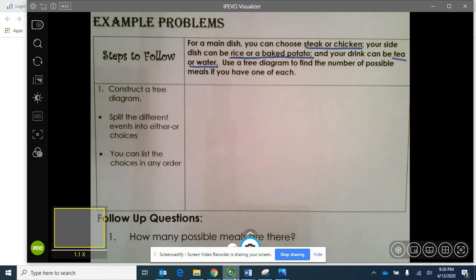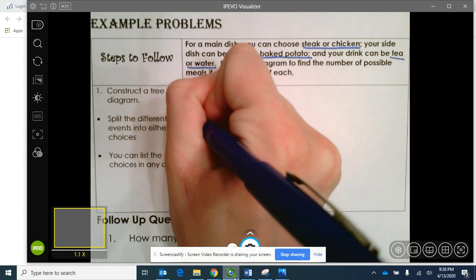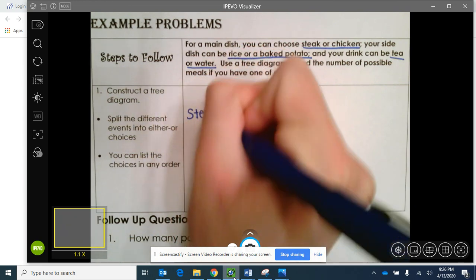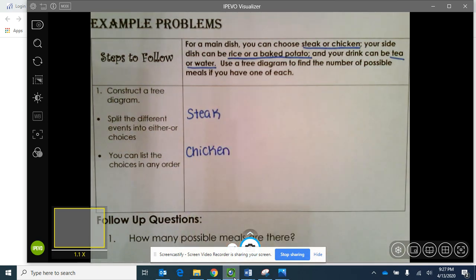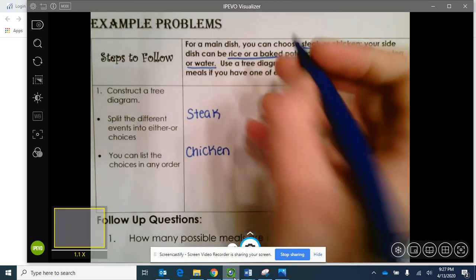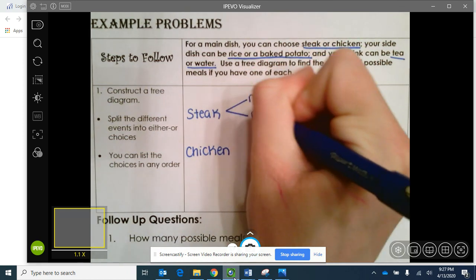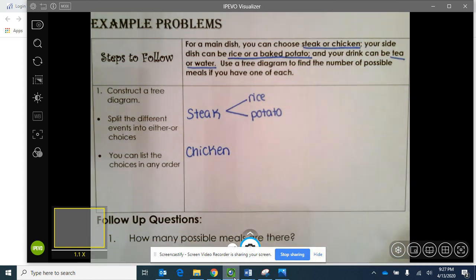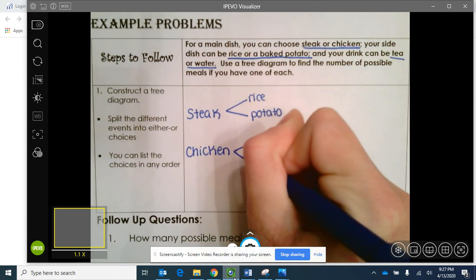So here's how you're going to make a tree diagram. You're going to start with the first decision that you have to make. So you'd either have to pick steak or chicken. So that's going to be the first branch of my tree. Then, from these two options, you're going to branch off into the other options. So if you choose steak, then your next decision would be either to pick rice or a baked potato. Okay, and same thing if you chose chicken. You'd have to then select either rice or baked potato.